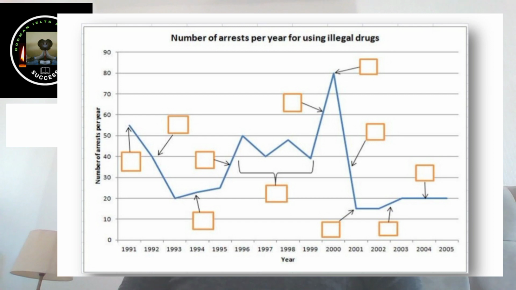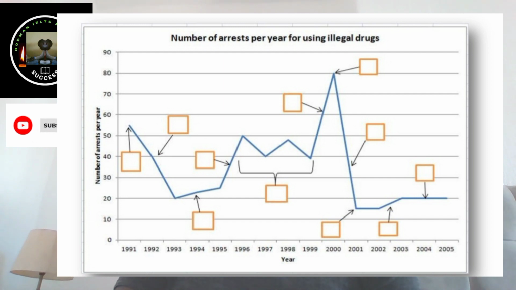The number of arrests hit a low of around 15 in year 2001. The number hit a low of 15 in 2001. Or the number hit a trough of 15 in 2001. Can you see the essence of the language of change now?